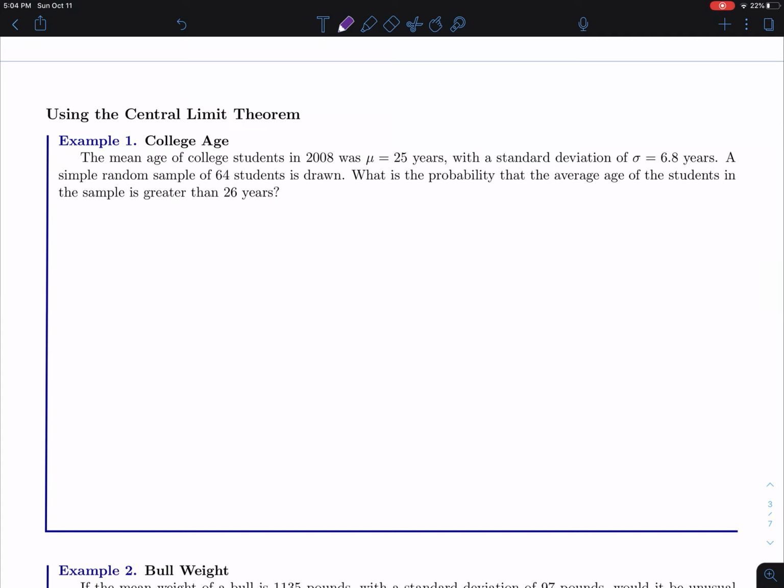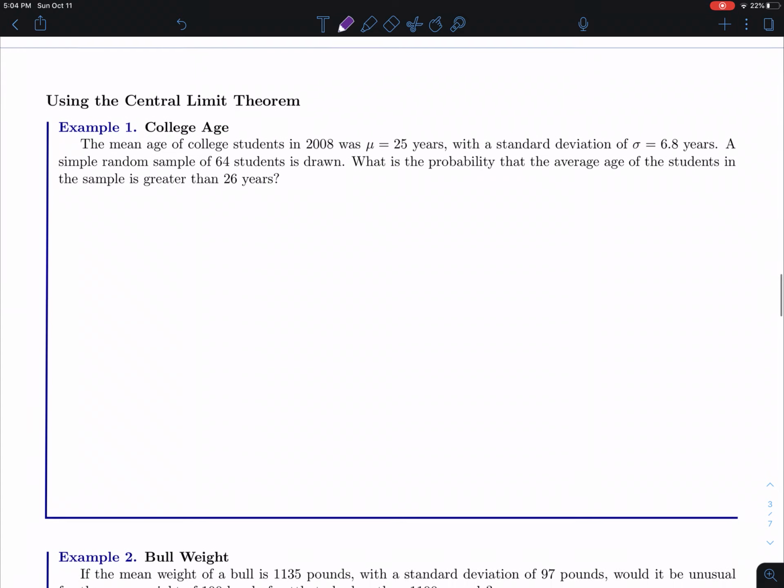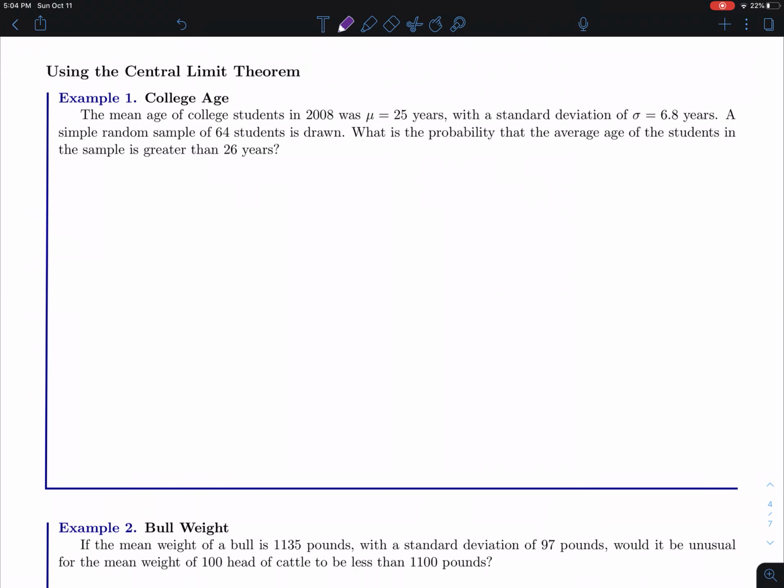So what we want to do is look at some examples of how we would actually use the central limit theorem. All right, so I'm going to do 2 examples, and I'm going to let you try some, so that way we make sure you're on the right track. So in this case, the mean age of college students in 2008 was 25 years. So this is our population mean. The population standard deviation is 6.8 years. A simple random sample of 64 students is drawn. What's the probability that the average age of the students in the sample is greater than 26 years?